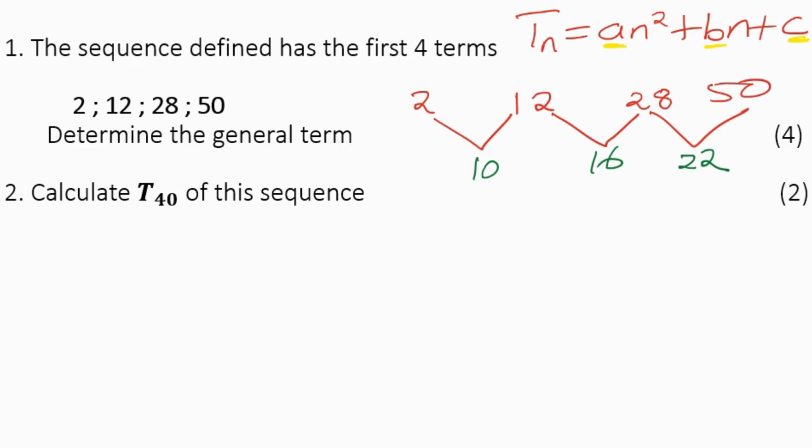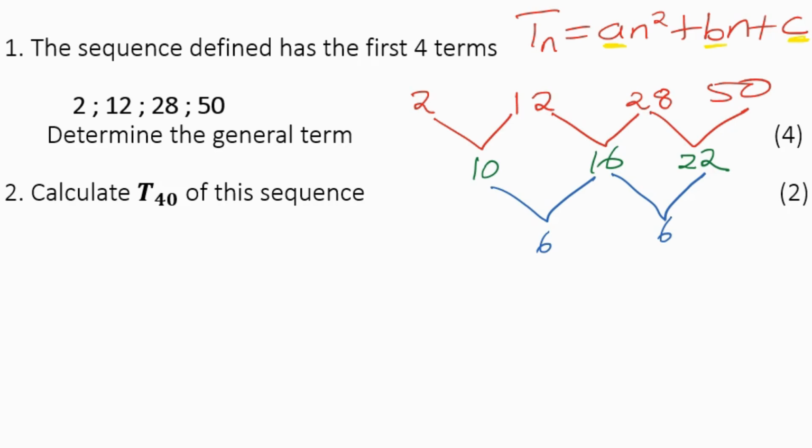All right, so now we have to differentiate again until we get a common difference or a constant difference. So now when you say 16 minus 10, that will give you 6. When you say 22 minus 16, that will give you 6, right? So now 6 is our common difference. All right, so this is what we have.